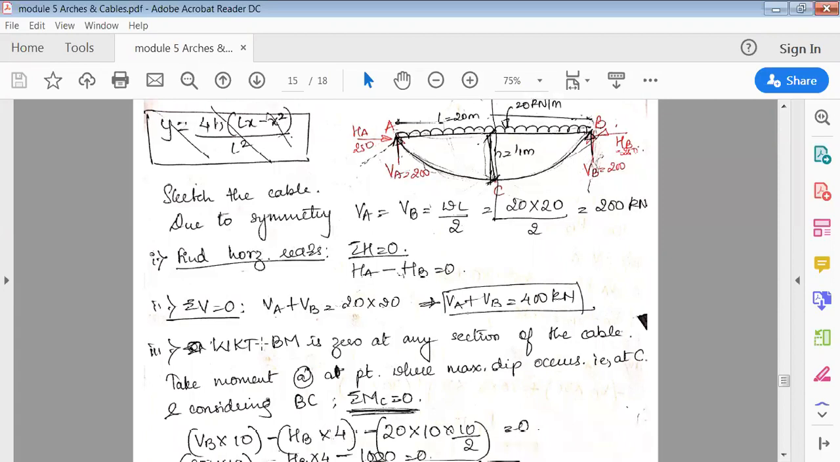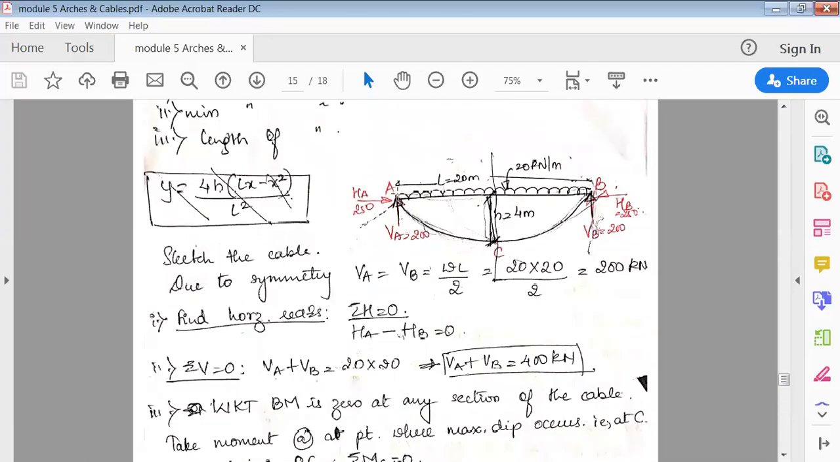It is summation H equal to 0, summation V equal to 0, and moment about C equal to 0, then moment about A. As we have done in arches, the same thing we'll do here. Summation of all the horizontal forces equal to 0. That is summation H equal to 0, summation V equal to 0, moment about C equal to 0, and moment about A equal to 0.